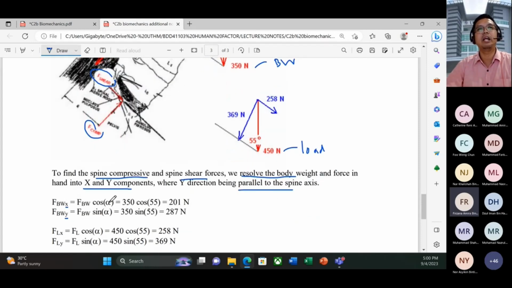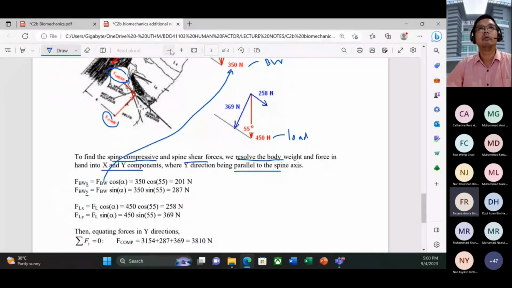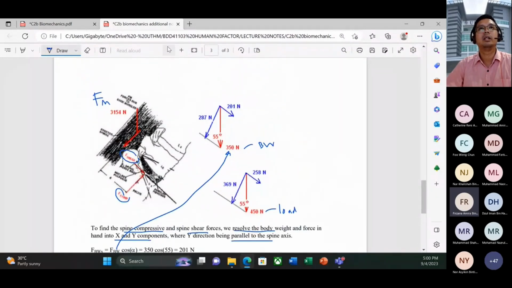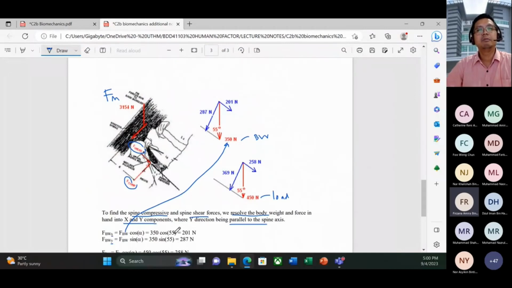So calculate here: FB will be 350. Please use a calculator: 350 cos 55. Alpha is 55 here, given to you. So we will get 201 Newton, put it here as our x axis. Meanwhile, for our y-axis, for the body weight force, 350 sin 55, so we will get 287 Newton.